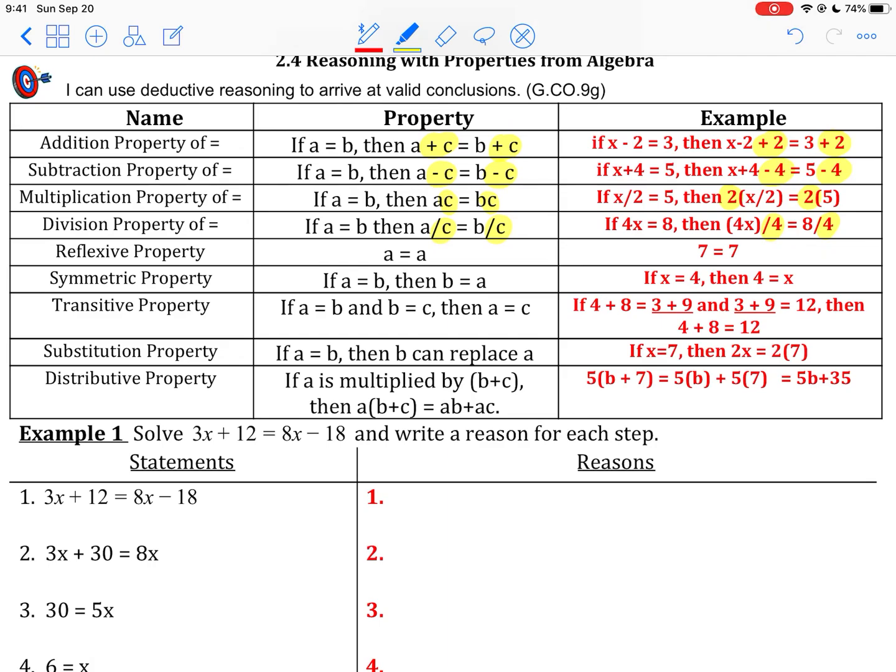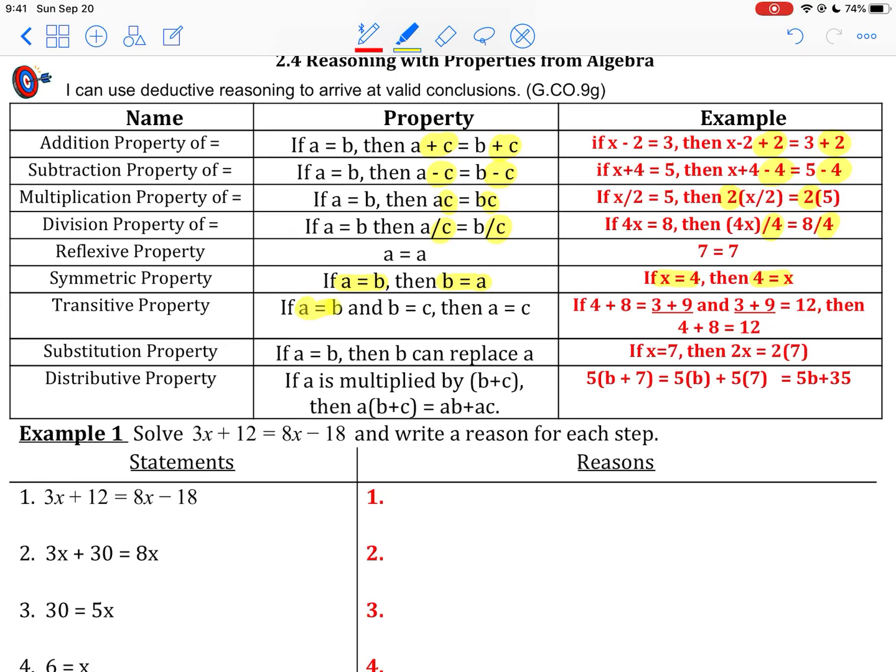So the reflexive property says that a value is always equal to itself. So 7 equals 7. The symmetric property says that if A equals B, then you can change the order to B equals A. We use that a lot if we're trying to flip something around to make the variable come first. The transitive property is the algebraic form of the law of syllogism.